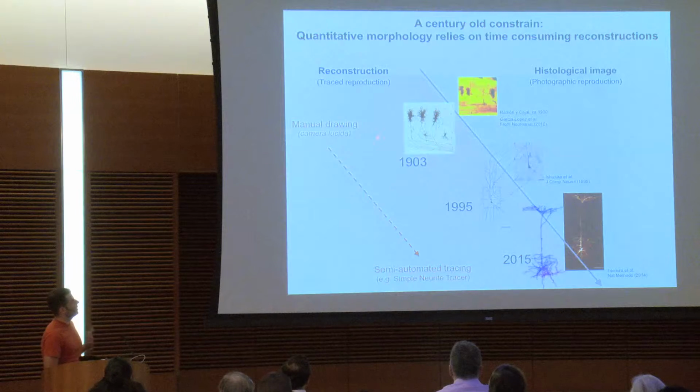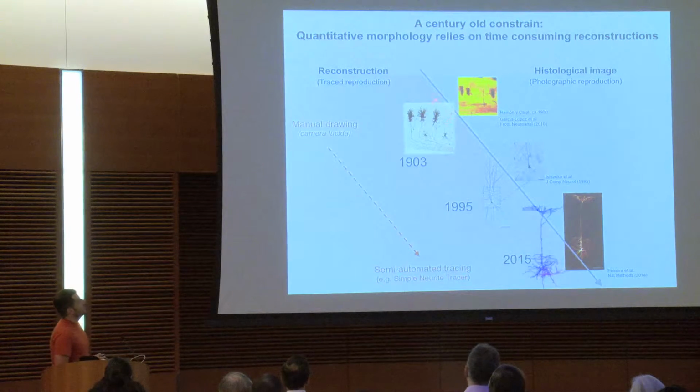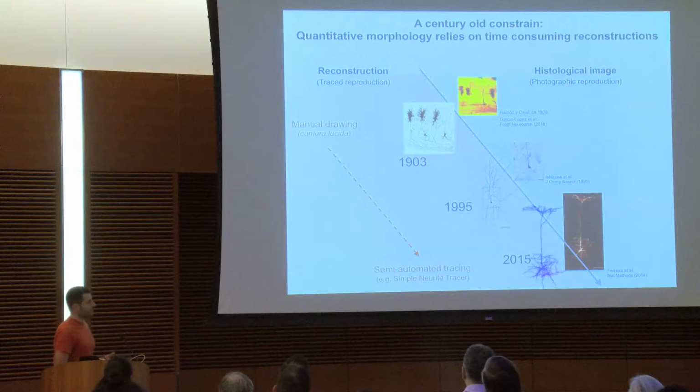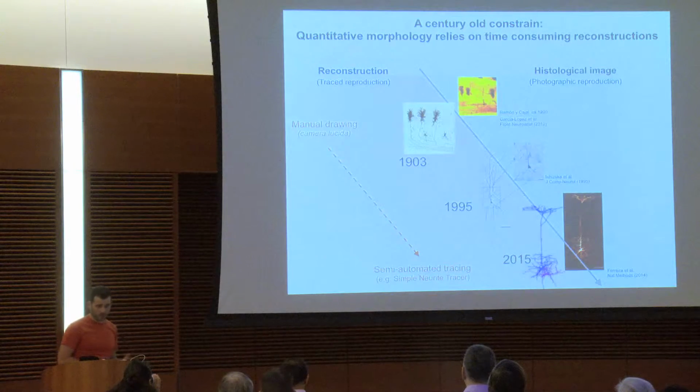The problem with all this is that in order to obtain relevant quantitative information from the anatomy of a cell, one needs to reconstruct such anatomies. And this is really a century-old constraint in the field. As we were doing 100 years ago, we still need to reconstruct data from bitmap images. In the beginning we were doing this by hand, we are now doing it semi-automated, but it's still not possible to do it fully automated.